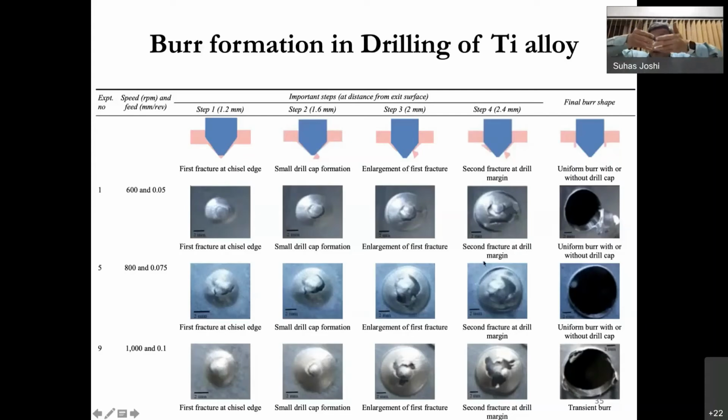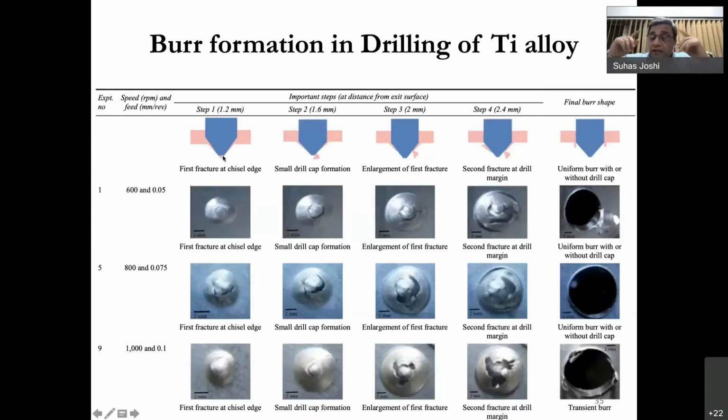So now the phenomenon is something like this. You are drilling, and you reach a situation where the thickness of the bottom plate has come down. It has become very small, and it is not able to sustain the drilling thrust. While it is not able to sustain the drilling thrust, it starts bending.